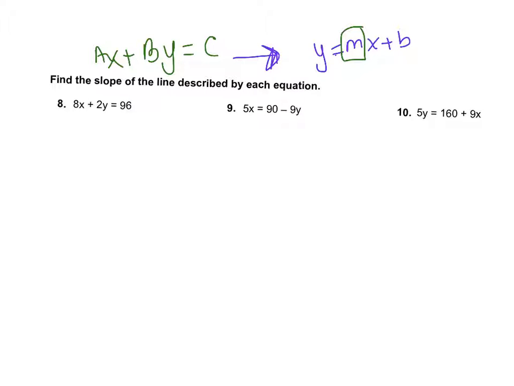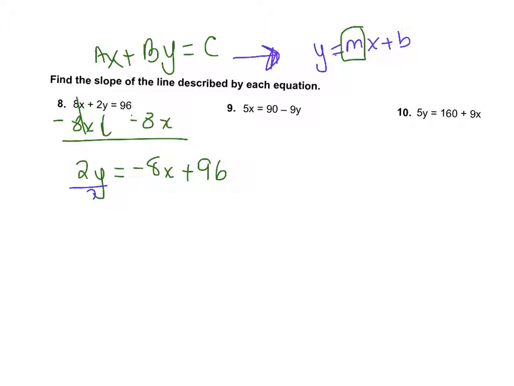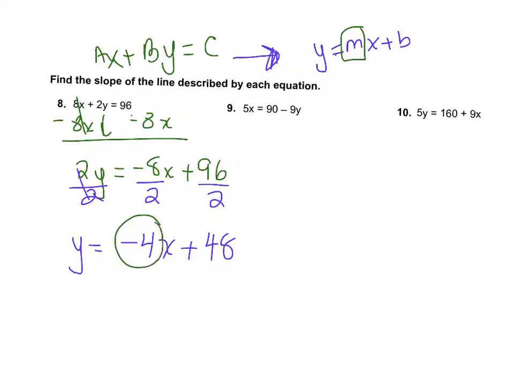Let's look at number 8, for example. To transform this into y equals mx plus b, I might subtract 8x from both sides. And I get 2y is equal to -8x plus 96. Now I divide everything by 2. Whatever you do to one, you do to all. And you get y is equal to -4x plus 48. So that means that the slope is equal to -4.